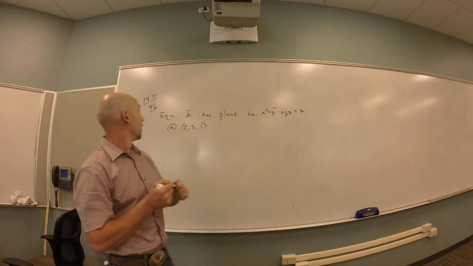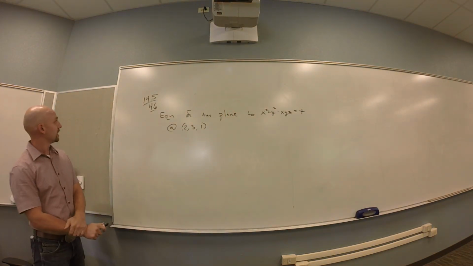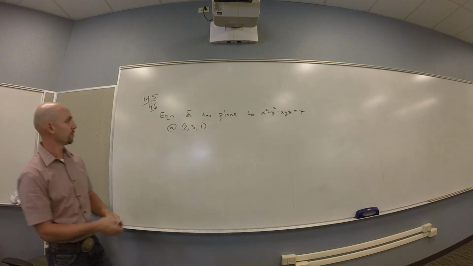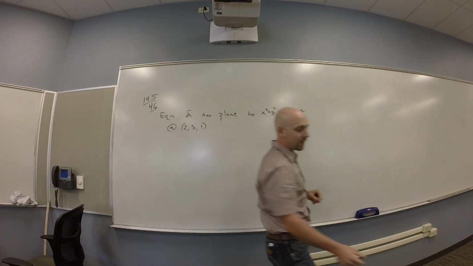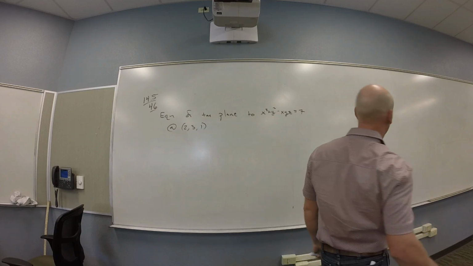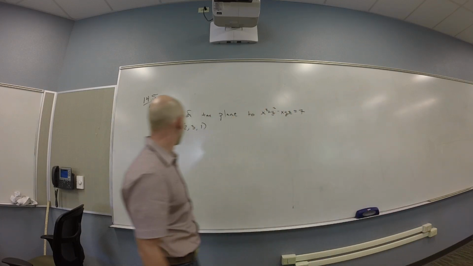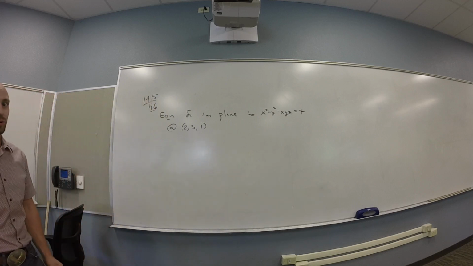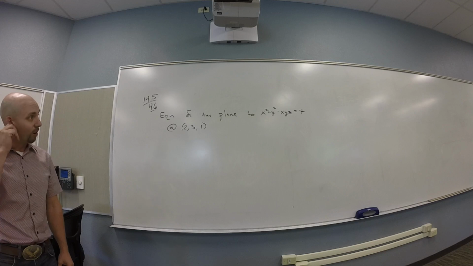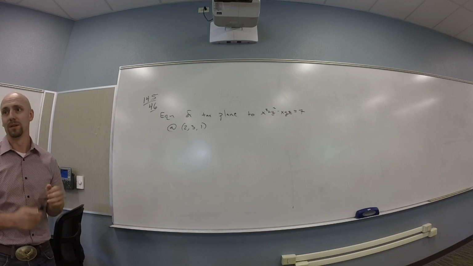Okay, so I would like to do 46 in 14.5, which is find the equation of a tangent plane to the surface x squared plus y squared minus xyz equals 7 at the point (2, 3, 1). Okay? And they want me to do this in two ways. What are the two ways I could approach this problem?